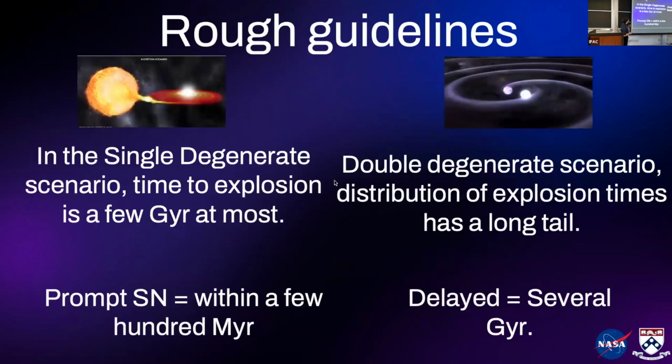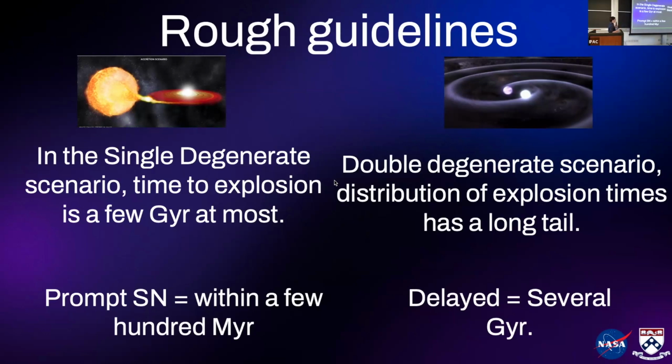So really quickly, I'm going to do one aside on terminology. I already introduced what the single and double degenerate scenarios are, but I also want to be able to describe supernovae in terms of how long they take to explode. So, for example, in the single degenerate scenario, the time between the formation of the binary and the explosion is a few gigayears at most. Meanwhile, the double degenerate scenario has a long tail, so it could be all the way out to 10 gigayears from binary formation to explosion.